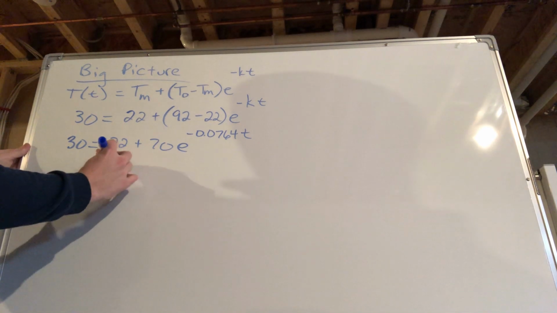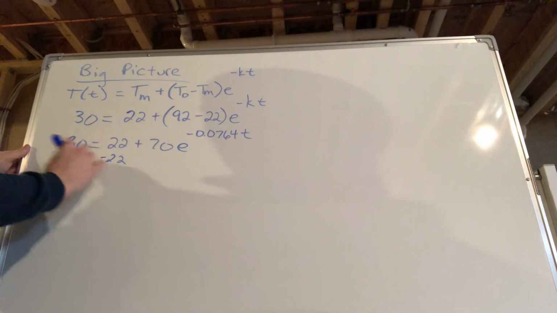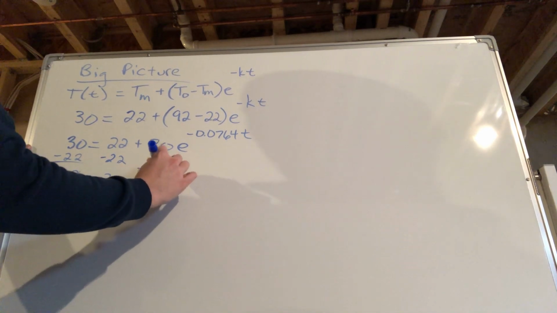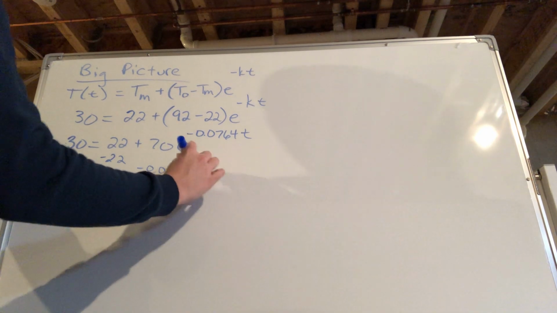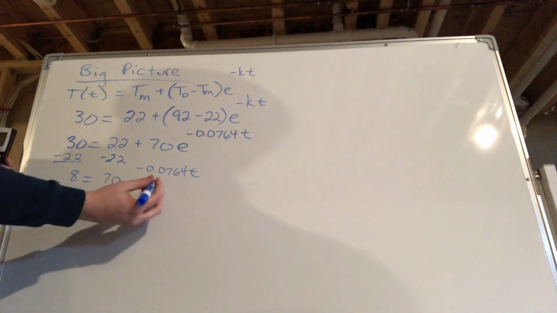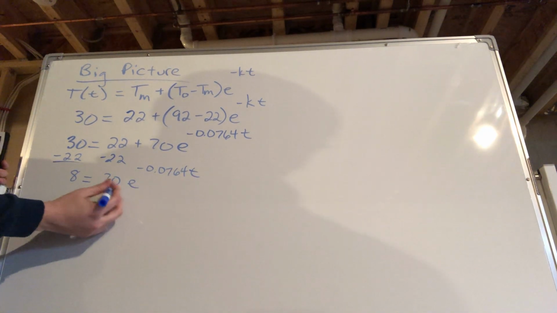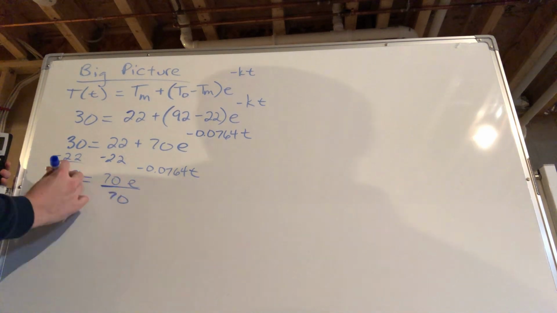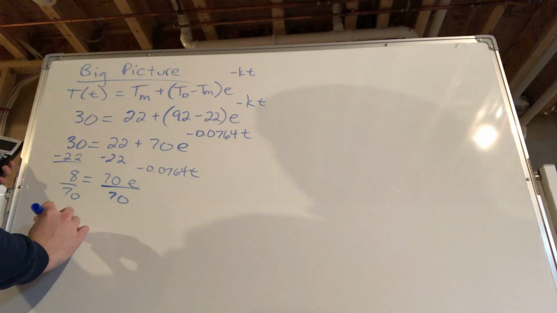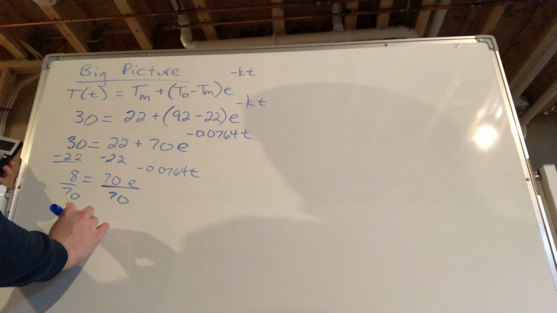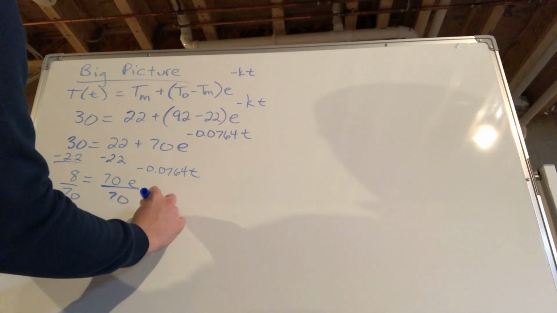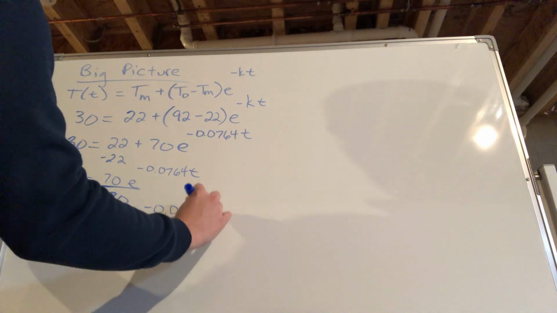I'm going to subtract 22 from both sides. So this gives me 8 is equal to 70 times e to the negative 0.0764 t. Then I want to get t by itself, so I have to undo this multiplication by 70 by dividing by 70. So 8 divided by 70 is, and let's go 4 decimal places, 0.1143. And that's equal to e to the negative 0.0764 t.